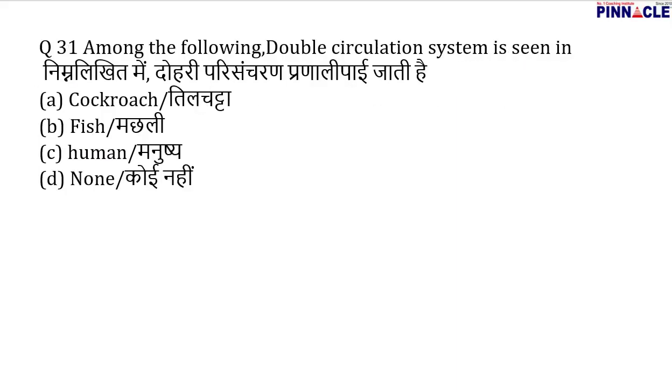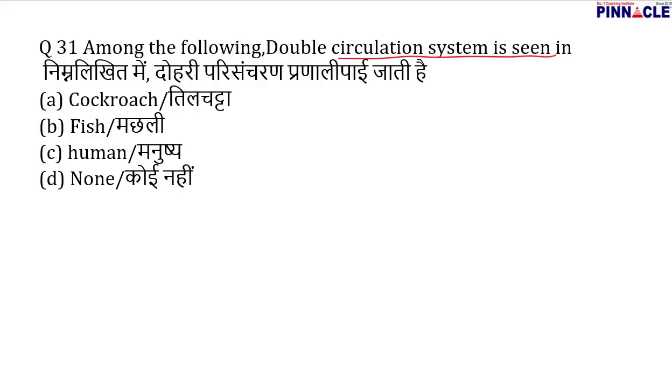So question number 31 is, among the following, double circulation system is seen in. So we have to say in which of the following organisms double circulatory system is found. We know that circulatory system is basically of two types. One is said to be single circulatory system, and another is said to be double circulatory system. But before we understand single and double circulatory system, it is important to understand what is circulation. So circulation means movement of blood from heart to different body parts through lungs.